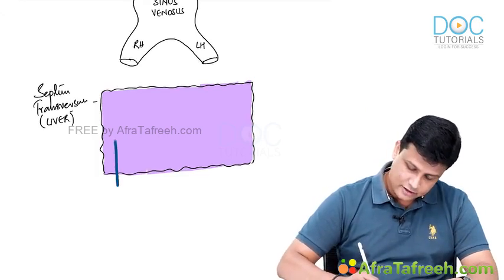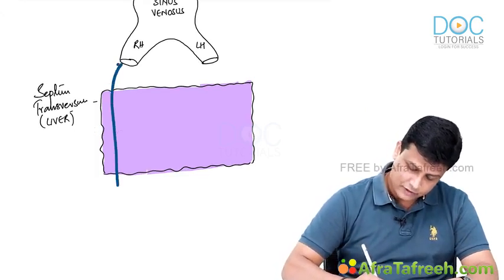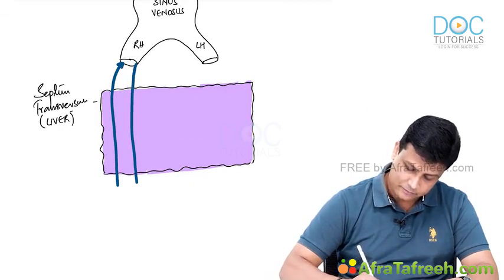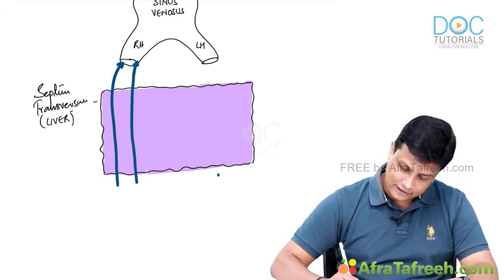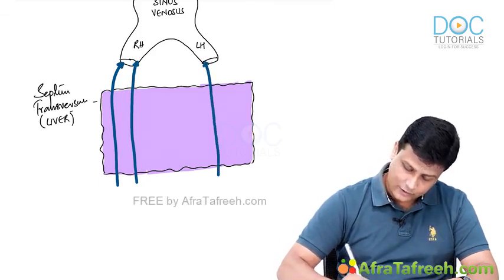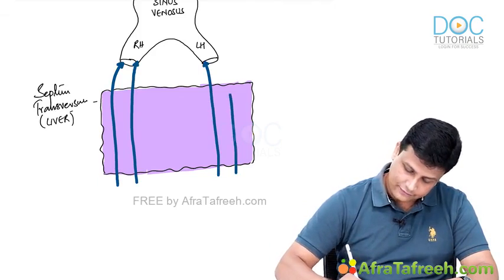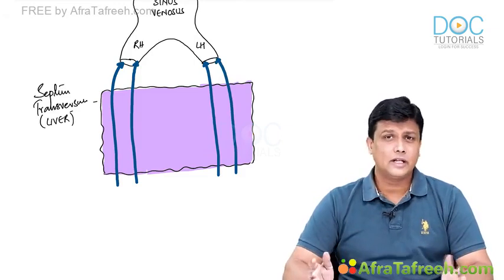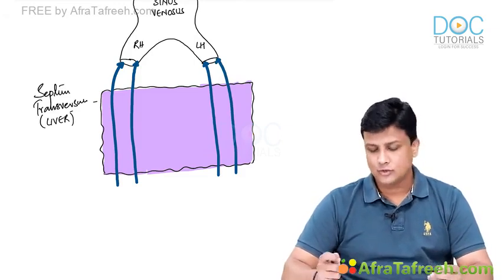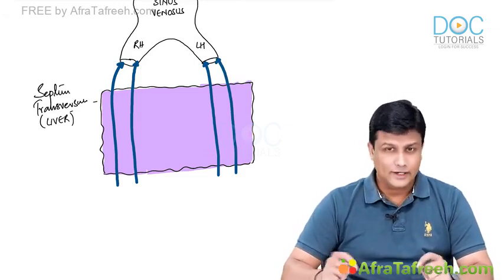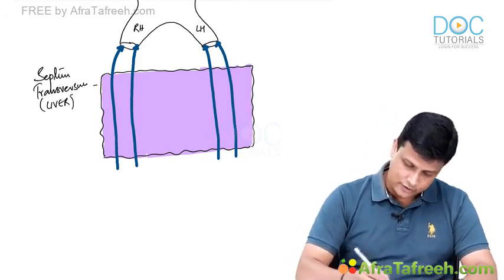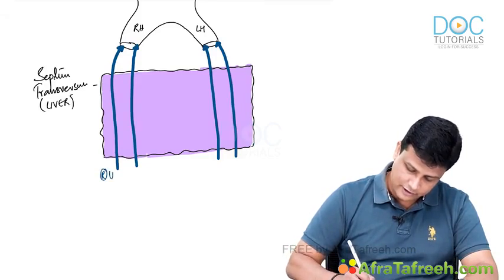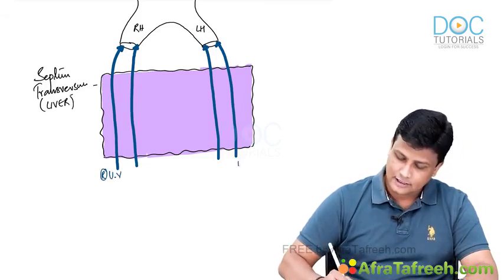So there will be a right umbilical vein, and then there will be a right vitelline vein. It should be in the same order. And then there will be a left vitelline vein, and then there will be a left umbilical vein. So I told you umbilical vein and vitelline vein will be on both sides, a right and left one. So let us just write down the names over here. This one here will be the right umbilical vein. I'm just writing as UV, and this one is the left umbilical vein.